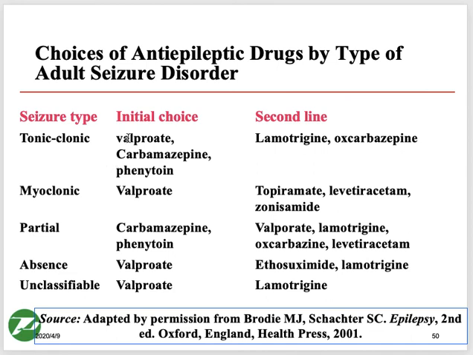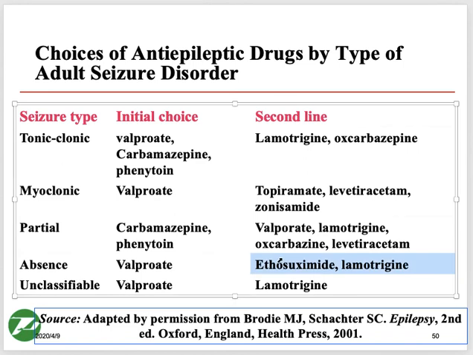If you pay attention to this, we can give sodium valproate as a first line drug for everyone. Whenever it fails, we can go for second line drugs. Guys, remember the drug of choice for absence seizure is ethosuximide. The drug of choice for absence seizure is ethosuximide.